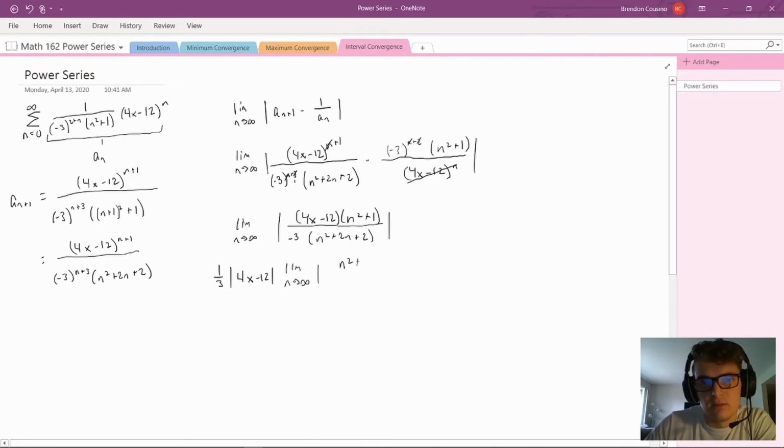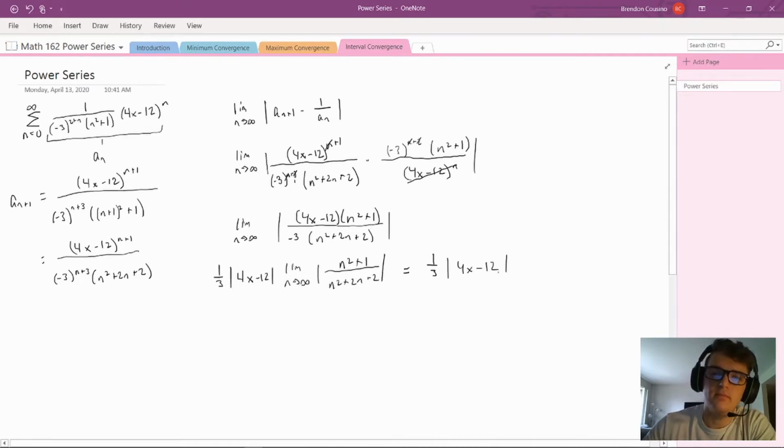So it's going to be n squared plus 1 divided by n squared plus 2n plus 2. Okay, so now we just need to evaluate this limit. I'm not going to do all the steps here, but if you go through and multiply top and bottom by 1 over n squared, you're going to get this to be equal to 1. So then this is just going to equal 1 over 3 times the absolute value of 4x minus 12.